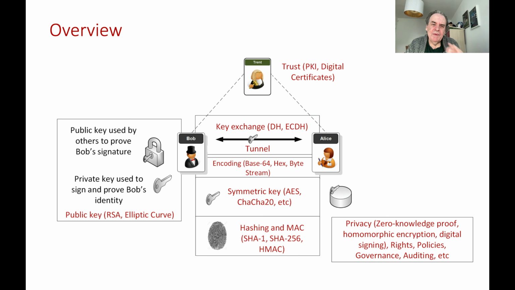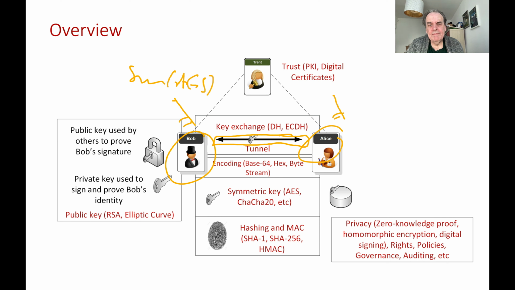Okay, so this is the basic model that we have for Bob and Alice to communicate. So normally we have what's called an encryption tunnel between Bob and Alice, and that tunnel is encrypted with a shared symmetric key, such as with AES or ChaCha20.